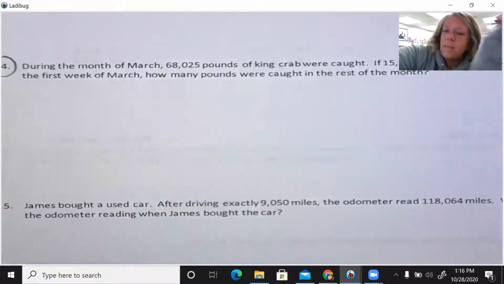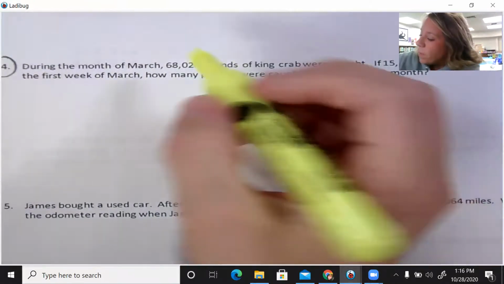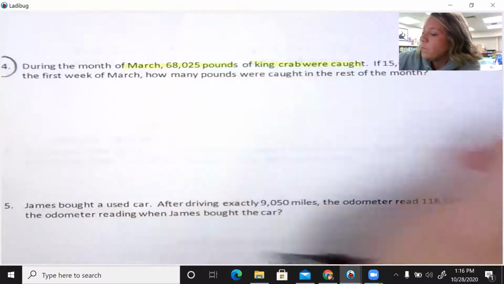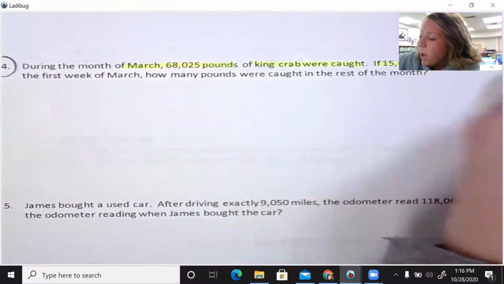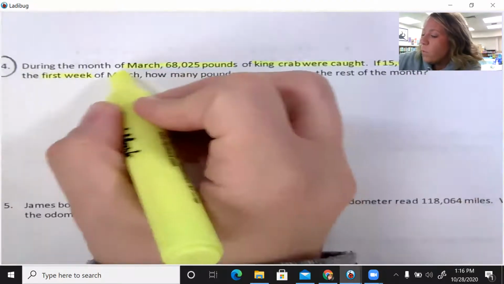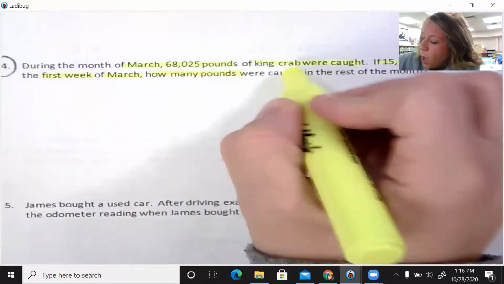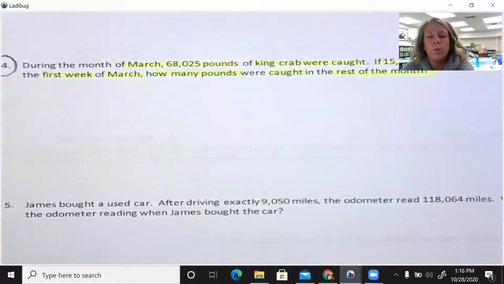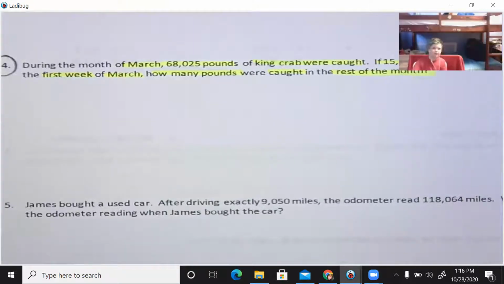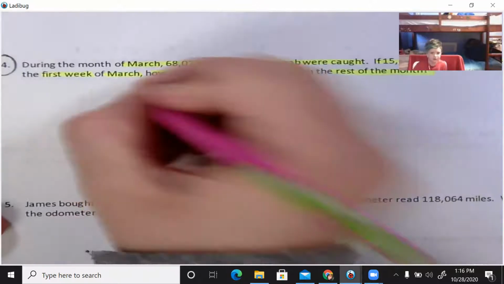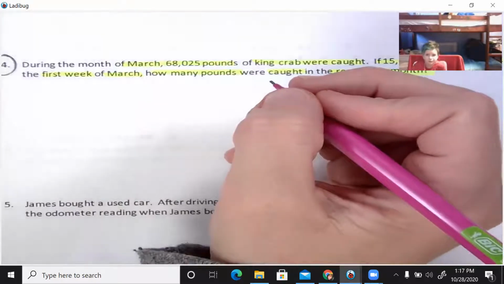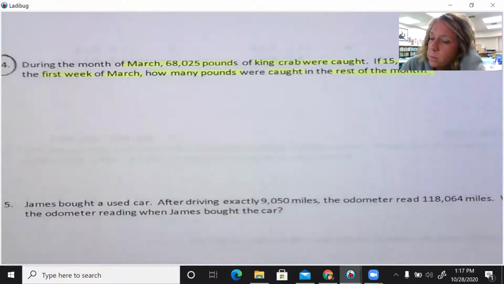So in this problem, we want to know that in March, 68,025 pounds of king crab were caught. 15,614 pounds were caught in the first week of March. We want to figure out how many pounds were caught in the rest of March. Does anyone have an idea what we would do to solve? We could subtract 15,614 from 68,025. Okay, so what number would be on top?